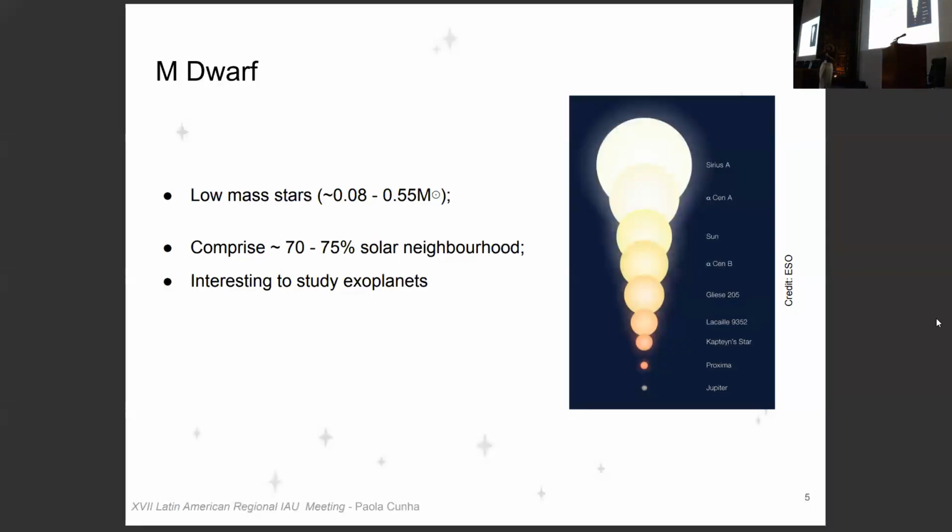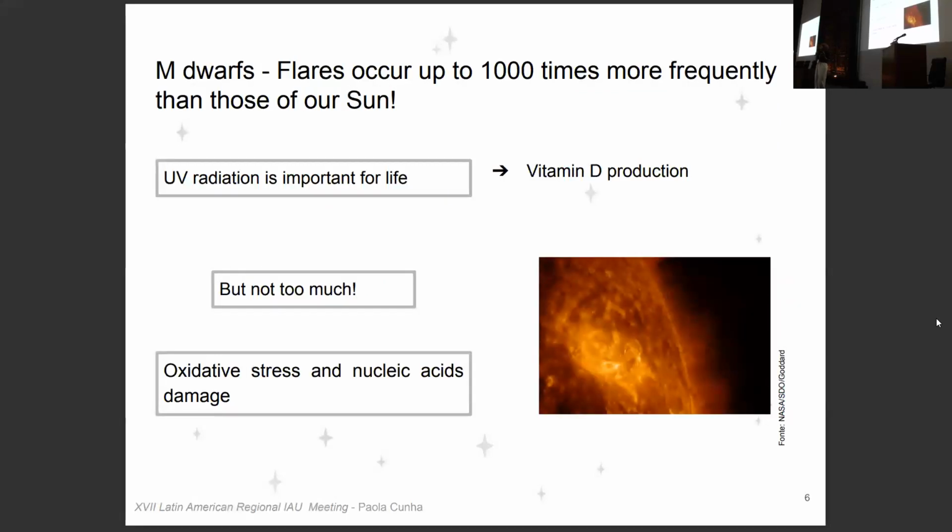But what about M dwarfs? M dwarfs are low mass stars with mass around 0.08 to 0.55 solar masses. They comprise around 70 to 75% of the solar neighborhood, and also they are interesting for studying exoplanets. But M dwarfs can have flares more frequently than our Sun.